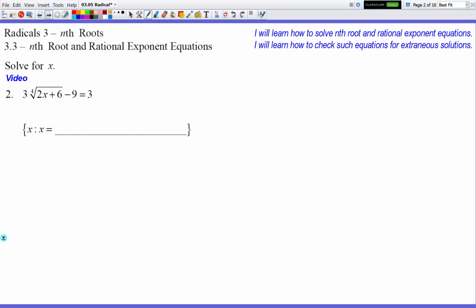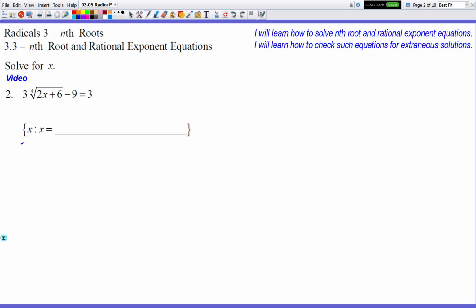Number 2. Okay, so same process is going to happen. We're gonna do whatever it takes to isolate that radical. And once we isolate that radical, then we can exponentiate both sides with whatever number we need to use for our power. And we're going to get rid of that radical. So let's get this process going.